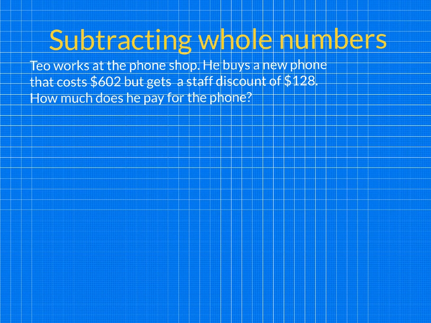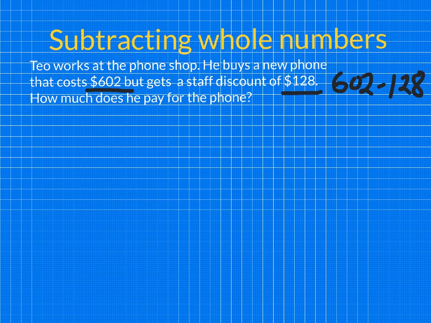Subtracting whole numbers. Tio works at the phone shop. He buys a new phone that costs $602, but gets a staff discount of $128. How much does he pay for the phone? He's going to pay $602 minus the $128 staff discount.